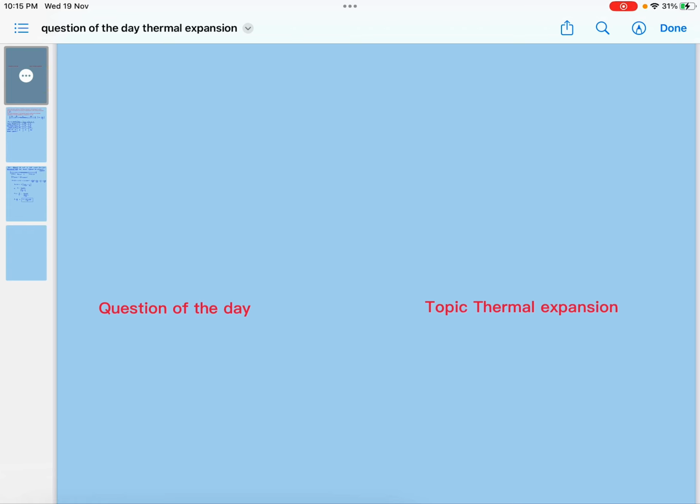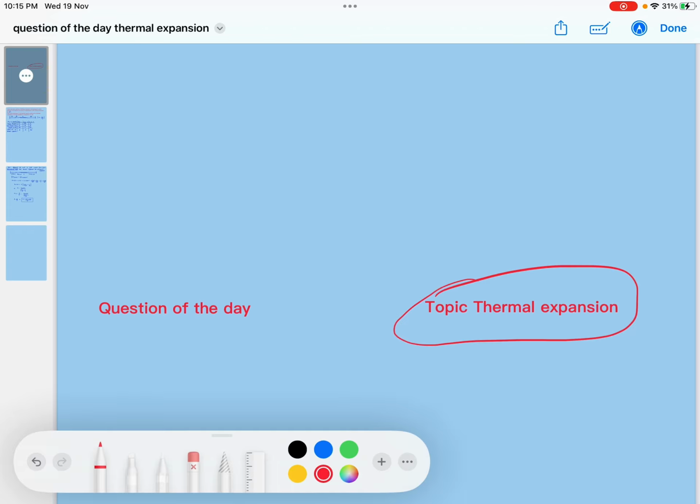Today's topic is thermal expansion. This week we'll do all good questions of thermal expansion and calorimetry. These are topics which are actually easy but very scoring for JEE Advanced or JEE Mains exam. We have to focus on these areas; small areas are also very important. Today's question is very important and generally students feel problems in this question.